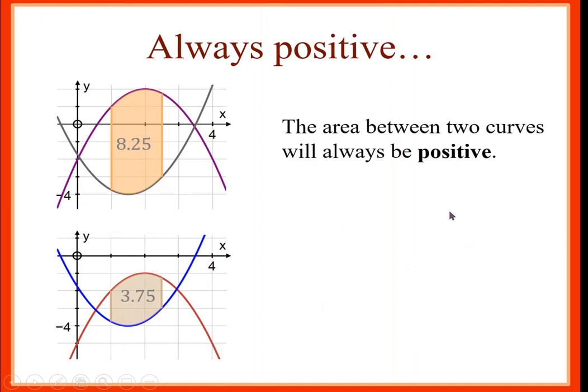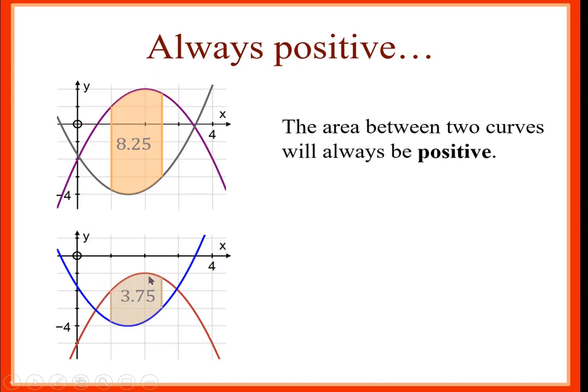A couple of things to note, that every time you find the area between two curves, it's always going to be positive. Even if, like in this diagram down here, the entire area is underneath the x-axis. And the reason that that's positive, if you think about it, is that the area between the red curve and the x-axis is going to be negative. And then the area between the blue curve and the x-axis is going to be more negative. It's going to be a larger negative value, and you're still going to do the upper minus the lower.